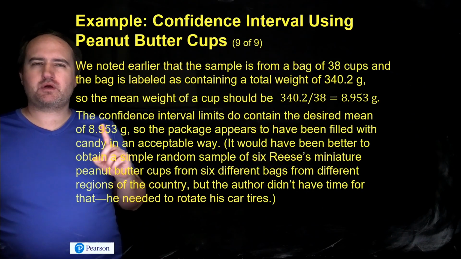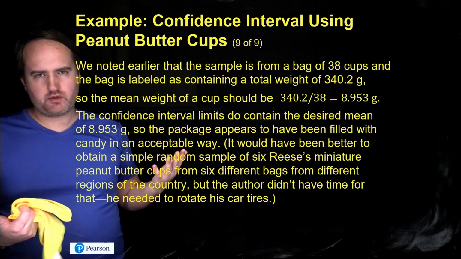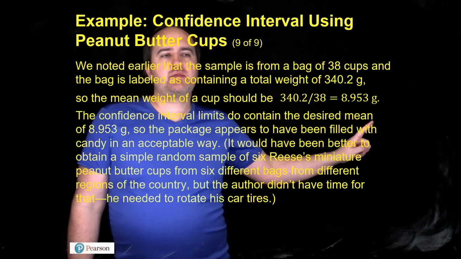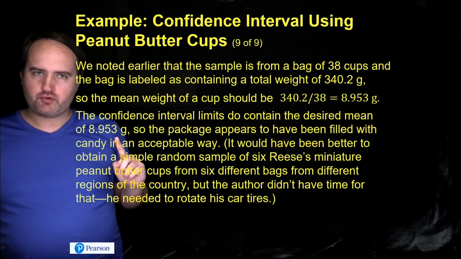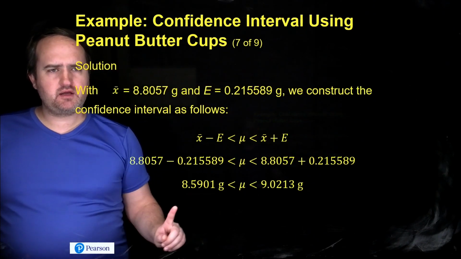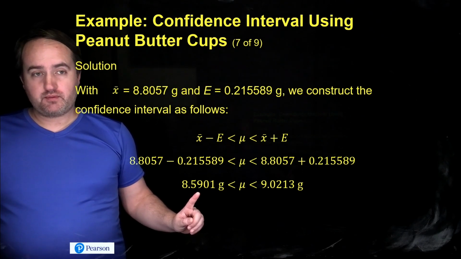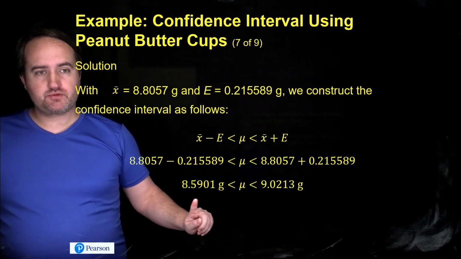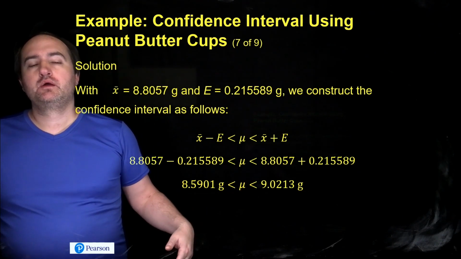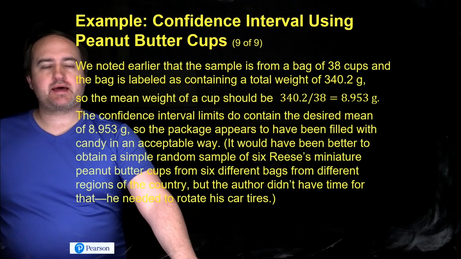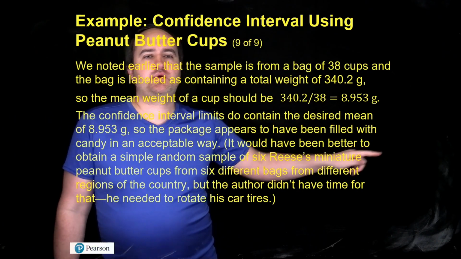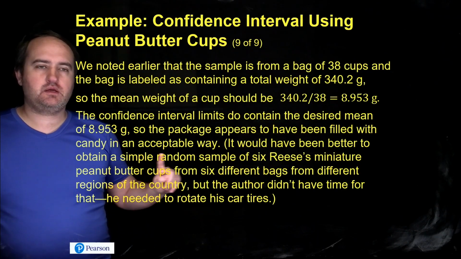Okay, so what they're trying to do here is apply this to the real world. The confidence interval limits do contain the desired mean of 8.953 grams. So why does it contain the mean? Well, if we go back to the interval, 8.953 is actually between these two numbers. So that's what they're pointing out here. Okay, so what does that mean then? How do we use this? So the package appears to have been filled with candy in an acceptable way.